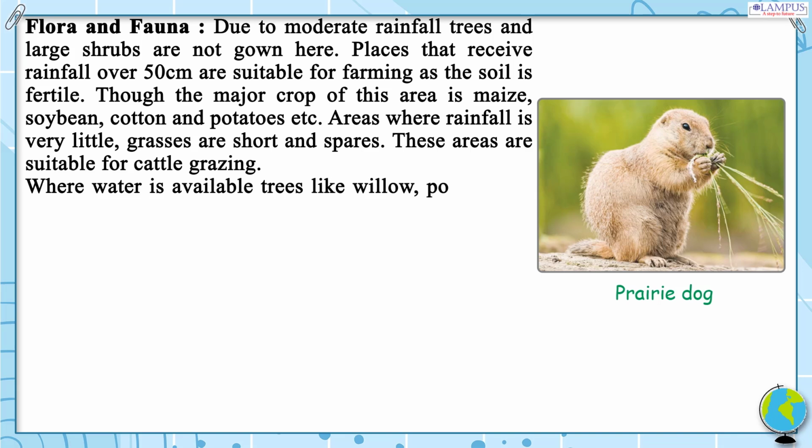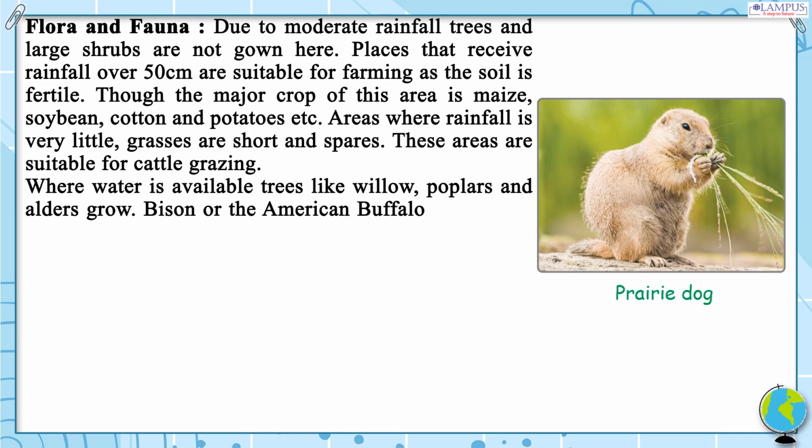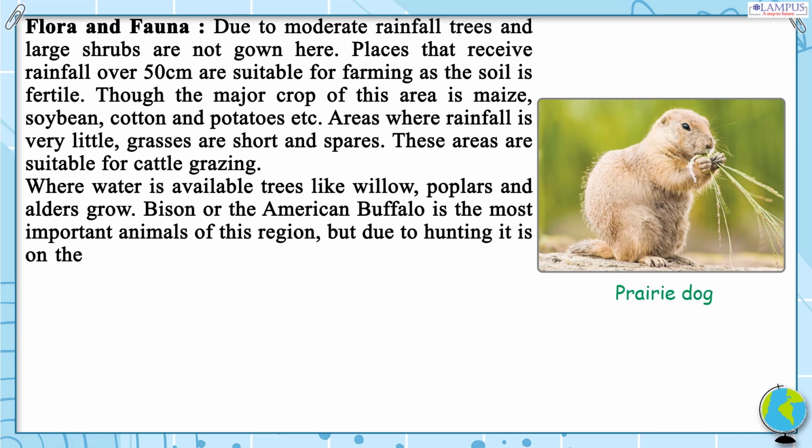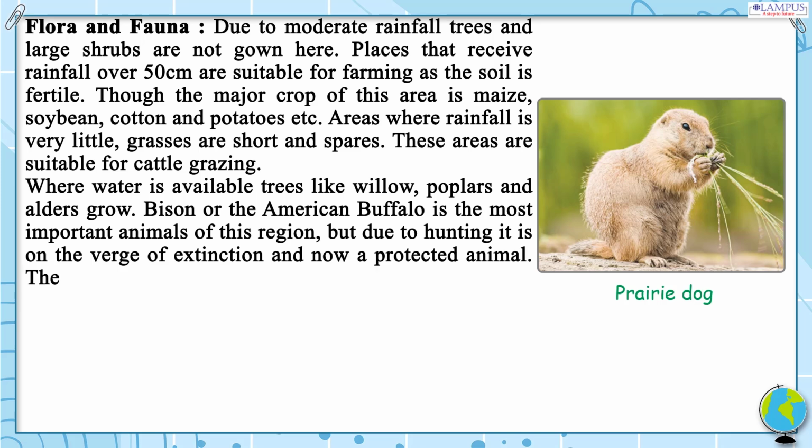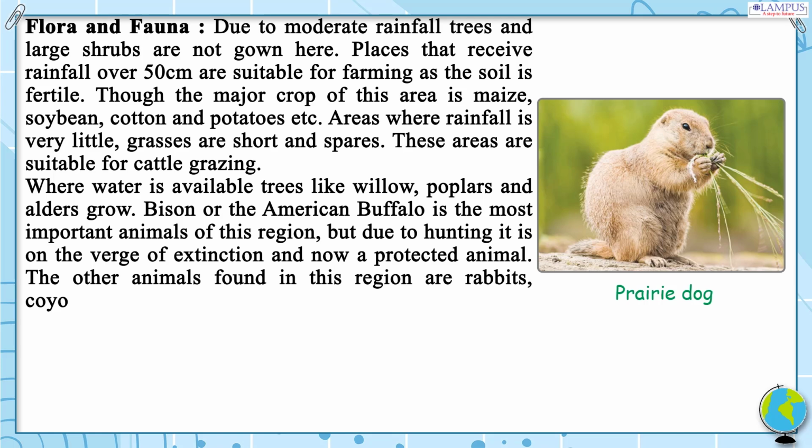Where water is available, trees like willow, poplars and alders grow. Bison, or the American buffalo, is the most important animal of this region, but due to hunting it is on the verge of extinction and is now a protected animal. The other animals found in this region are rabbits, coyotes, gophers and prairie dogs.